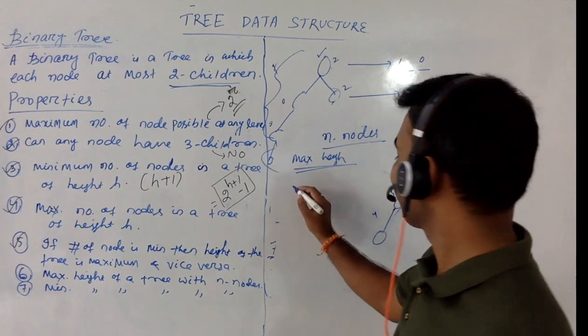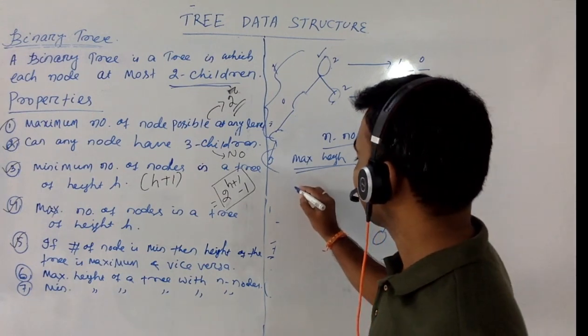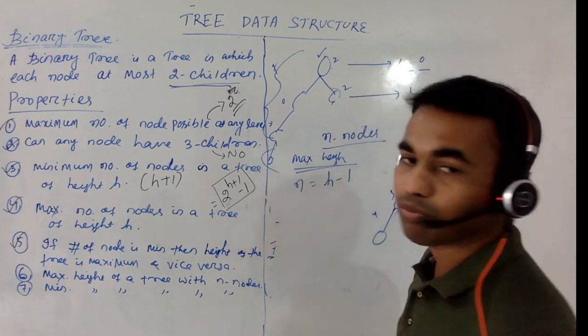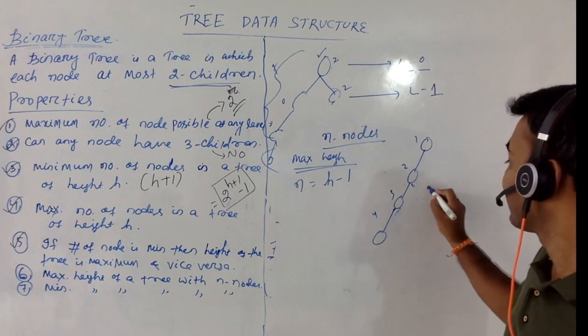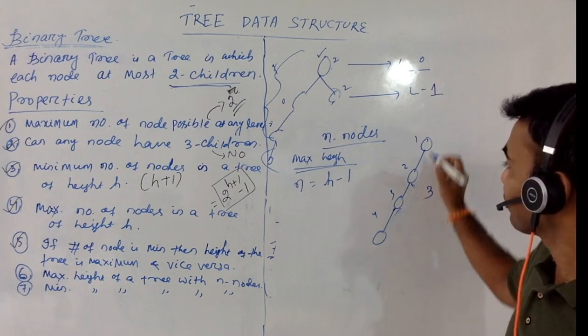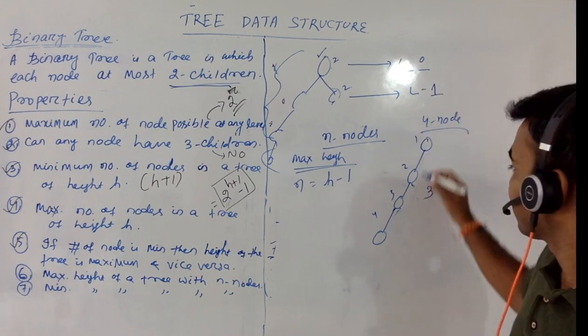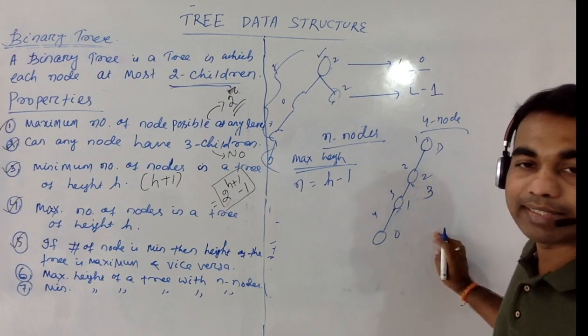So if the height of the tree is like 3, how can you say the number of nodes? Then it is equal to height plus 1. So if there are 4 nodes, what is the height? Height is 3, because this is 0 1 2 3. So this is how the height is calculated, right?